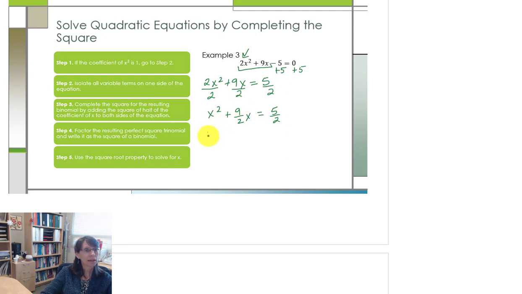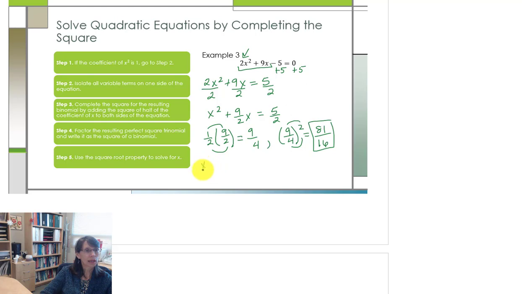So let's go ahead and find half of the coefficient of our first degree term. Half of 9 halves simply means 9 fourths. And then we'll need to square 9 fourths. That means 9 squared is 81. 4 squared is 16. So 81/16 is the amount that we will need to add to each side of the equation to create our perfect square trinomial.